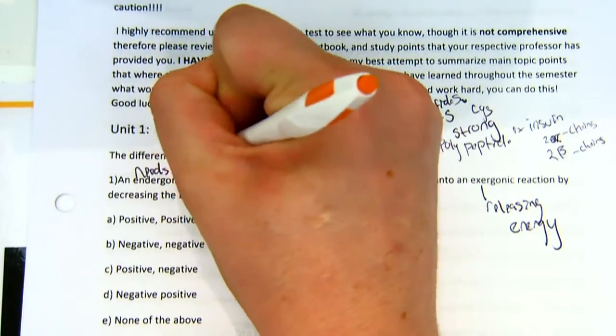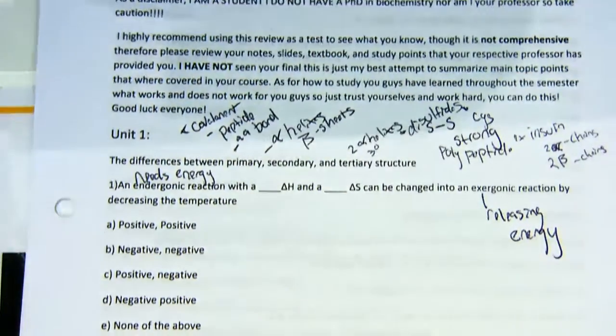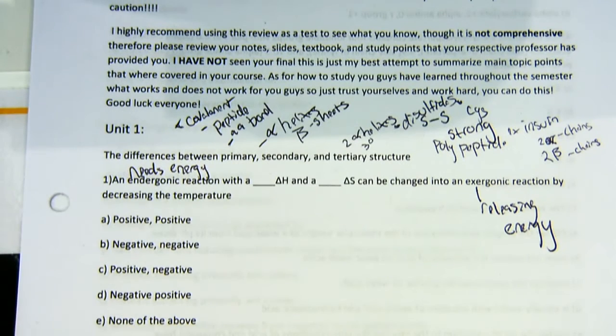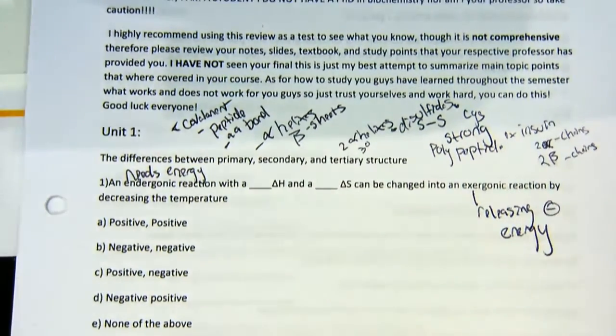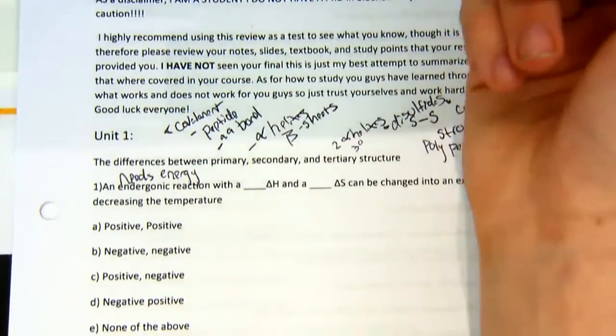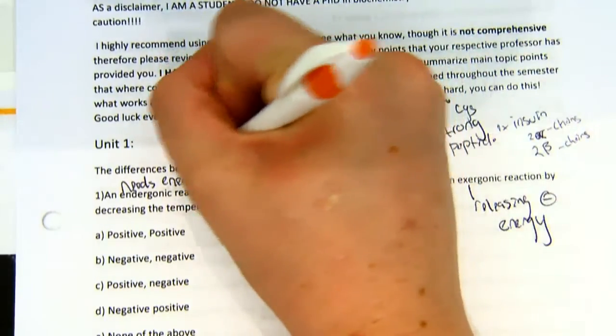Needs energy. In terms of sign, what kind of sign would we expect to see? What did you say? Exergonic was what? I'm sorry. Yeah, so because negative is always releasing energy, right? So then endergonic has to be what? Yeah.